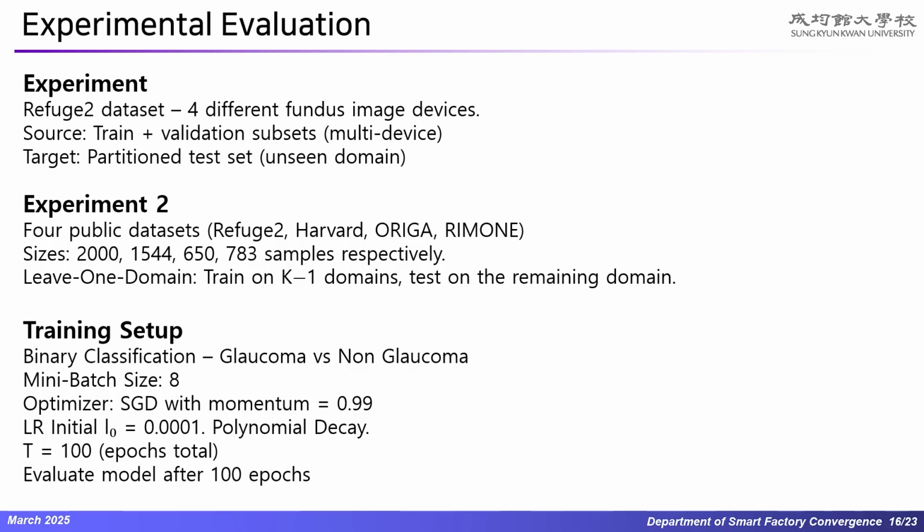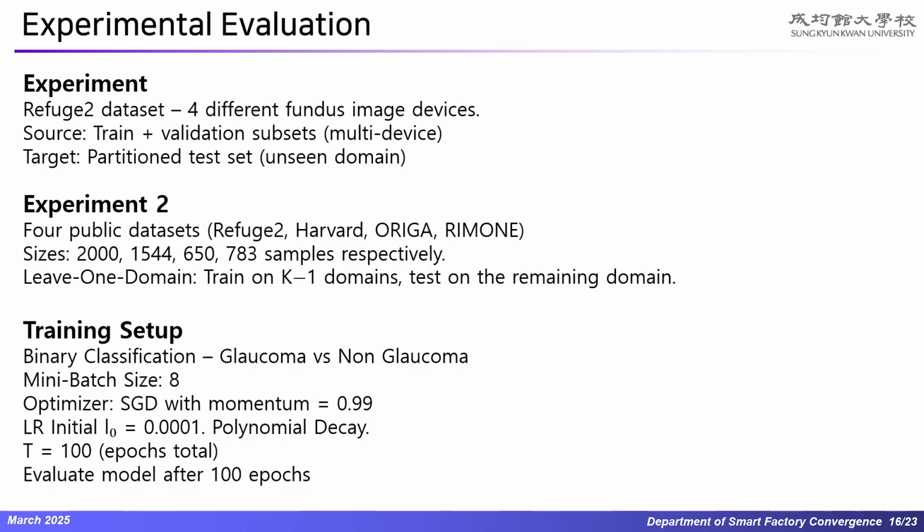They treated the train and validation subsets of Refuge2 as the source domain, merging them into one training pool, and then they leave the test subset of Refuge2 as the designated unseen domain. Because it's partitioned to ensure distinct device or acquisition conditions, this setup simulates encountering novel data distributions at inference time. And the goal here is to assess how well the proposed method performs on unseen device data, using the knowledge taken from multiple known devices.